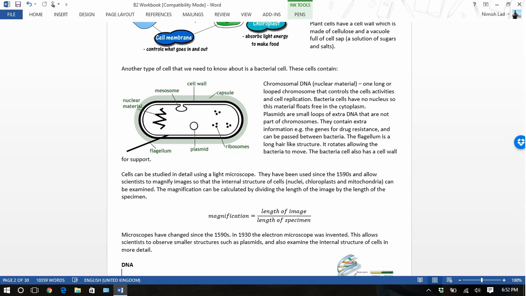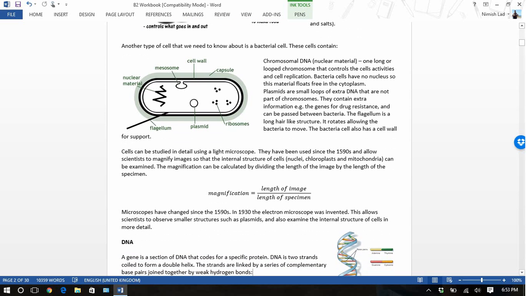If you want to figure out the magnification, you do the length of the image divided by the length of the specimen. So however long the actual thing is, you divide the length of the image that you see by that, and that gives you magnification. In the 1930s we came across electron microscopes. They allow us to see smaller structures such as plasmids, and also examine the internal structure of cells in more detail. They provide a greater resolution, therefore more detail.